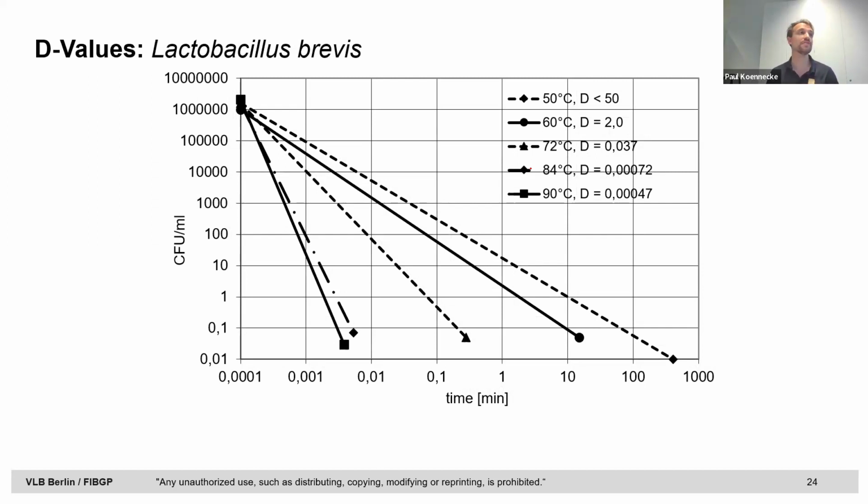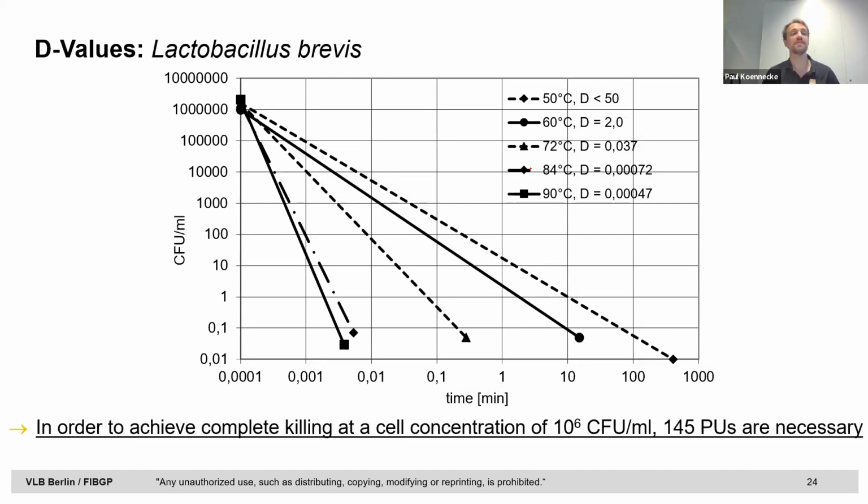So to achieve a complete killing for Lactobacillus brevis, for example, at a cell concentration of 1 million colony forming units per milliliter, there are over 140 Pasteur units necessary, which is something. So when you really have a contamination before, even though you can't taste it, which is probably unlikely, but sometimes it happens, and you have this high initial germ count, your normal pasteurization won't really work.